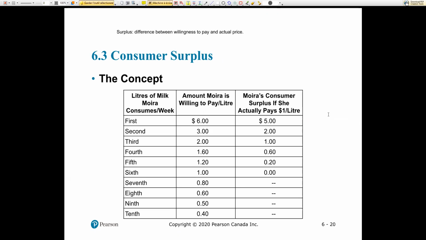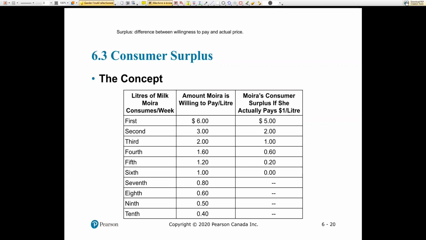All right, and of course, where is Moira going to stop? Moira is going to stop when the marginal extra value gained from an extra liter of milk is lower than the price. So here, Moira would be essentially indifferent between going away with 5 liters of milk or 6 liters of milk. Why? Because if Moira buys 6, then the extra value for Moira is $1, but the extra cost is $1. So it doesn't make any difference.